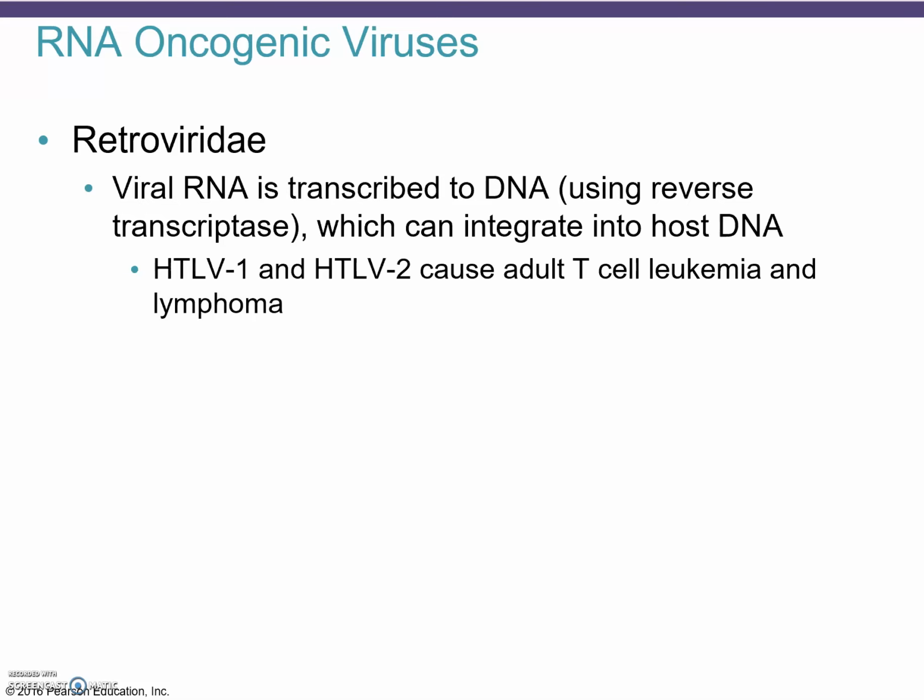Here are some important oncogenic retroviruses, the HTLV-1 and HTLV-2. These stand for human T-cell leukemia and lymphoma viruses.